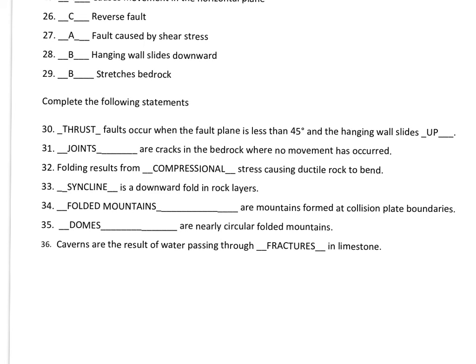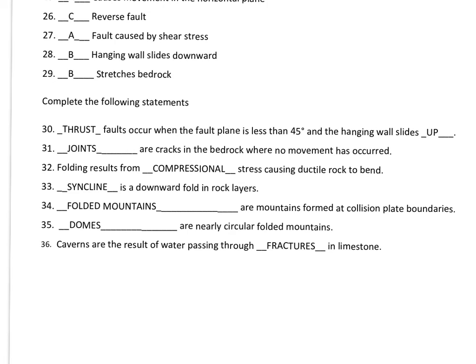Syncline is a downward fold in rock layers. If it's an upward fold, we call it an anticline. And if it's just one little offset, we call it the monocline. Folded mountains are mountains formed at collision plate boundaries. So again, you have that compressional stress when two continental plates are coming at each other. So there's no subduction involved here.